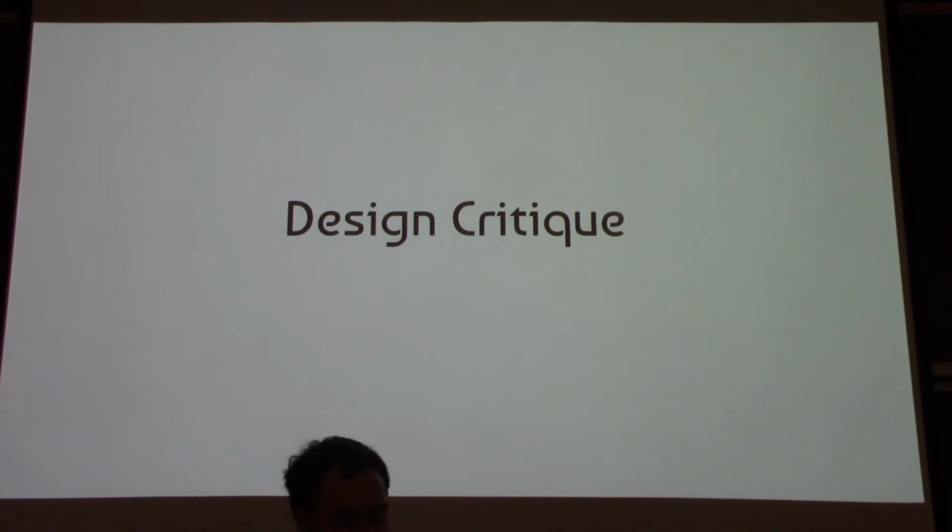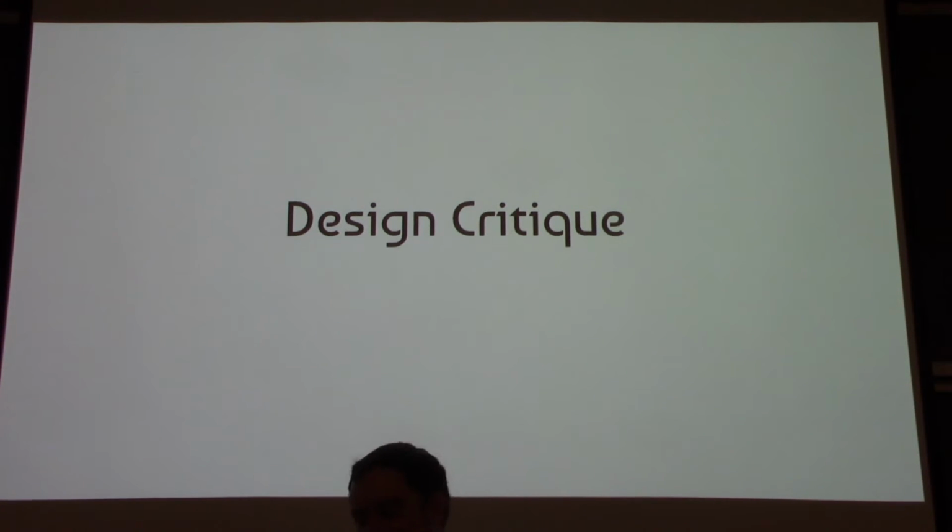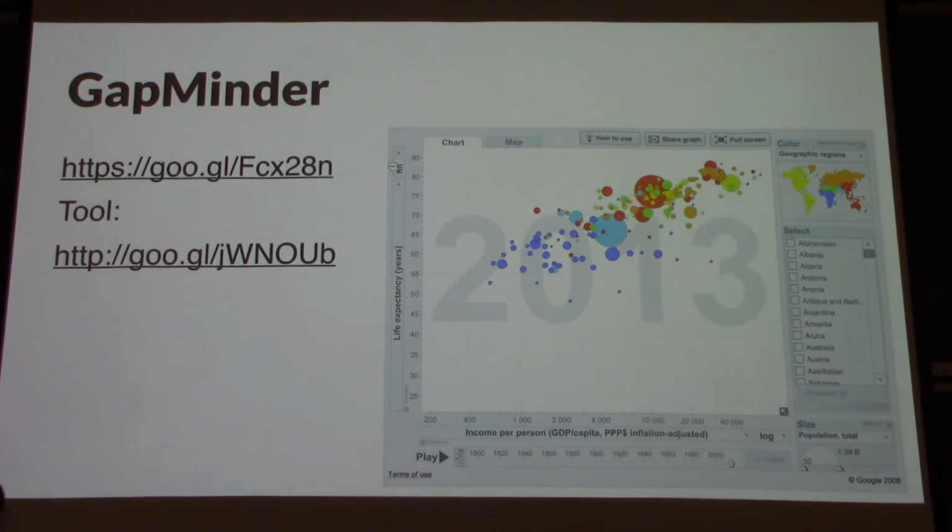Okay, so let's talk about something that is also about geospatial information, but not just maps. The design critique today is about Gapminder. You've seen this in the first lecture. I've shown you a video of Hans Rosling presenting it. But if you go to the latter link, you can actually play with it for yourself.